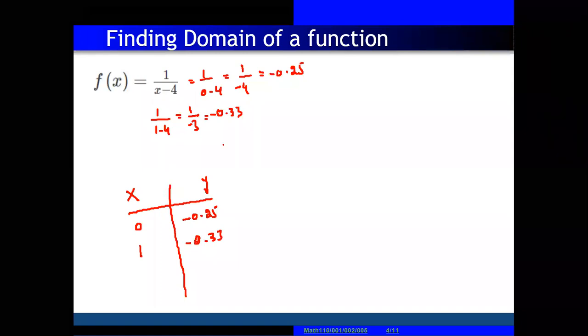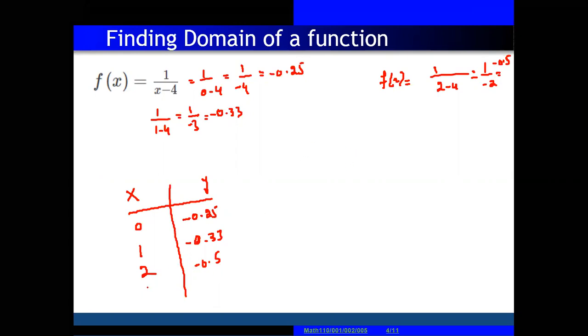Same if you give x is equal to 2. So the function will be f of 2 equal to 1 over 2 minus 4, and 1 over 2 minus 4 means 1 over minus 2, and 1 over minus 2 means minus 0.5. We have some output value.